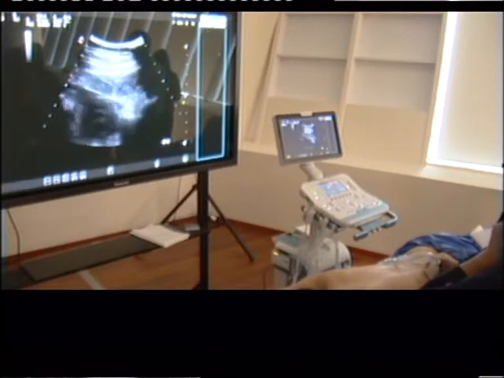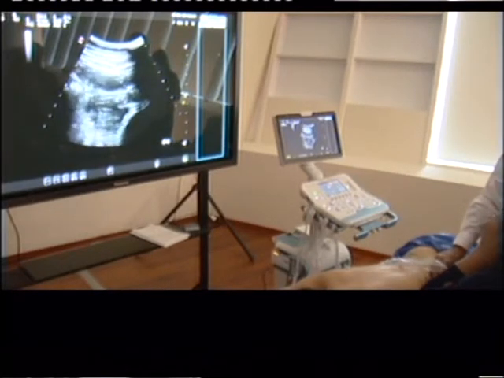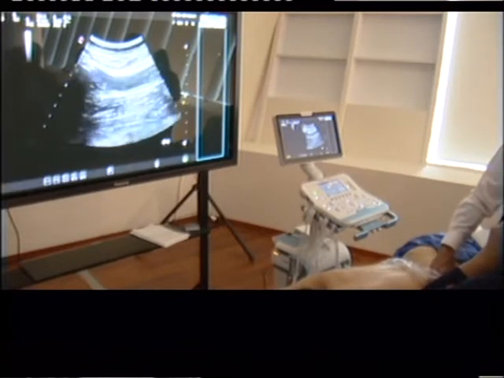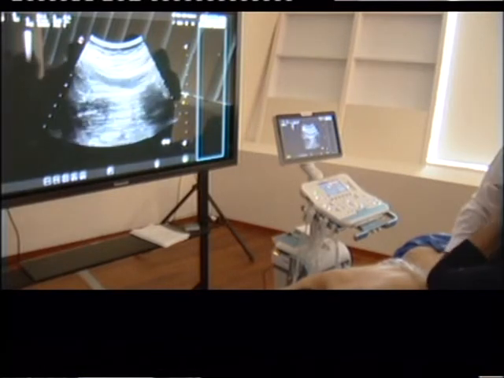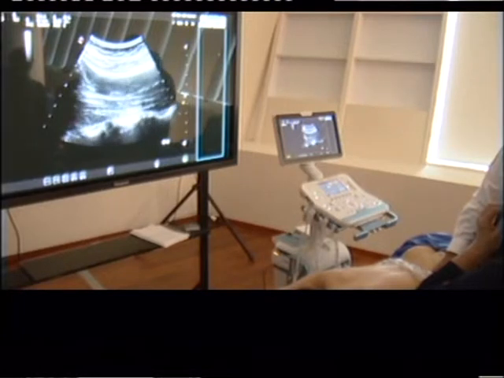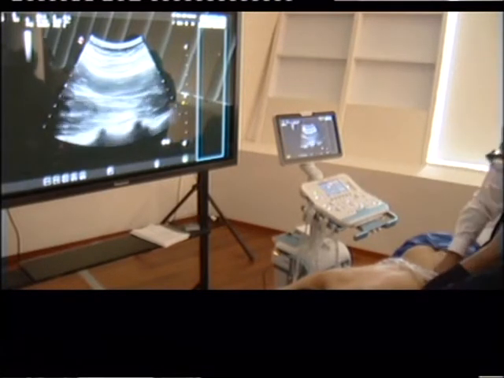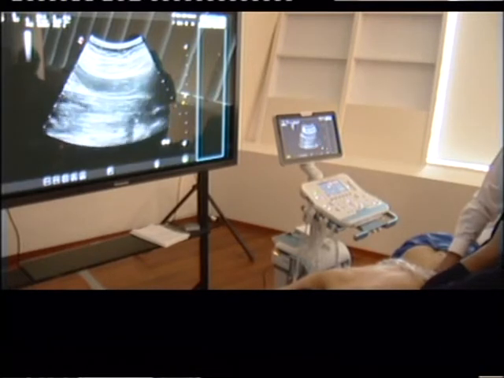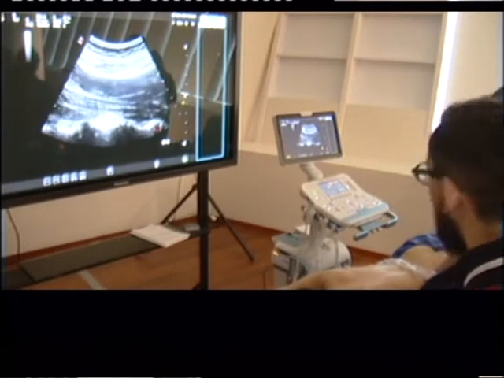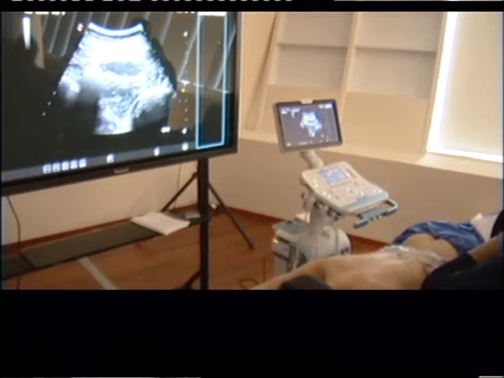I do a lot of discs. So now you leave it here, like that. Spin the probe. Disc. Disc. So I do discs as well.